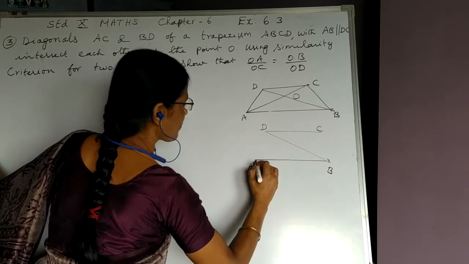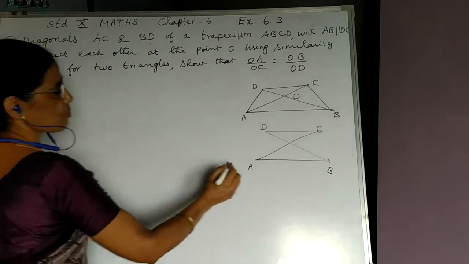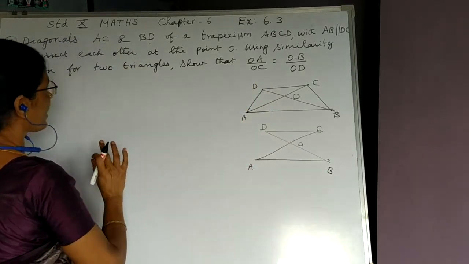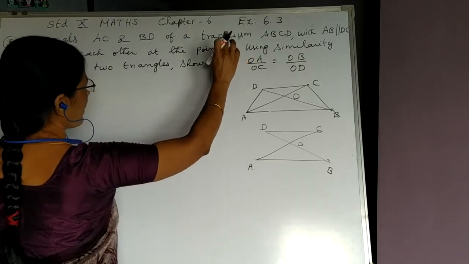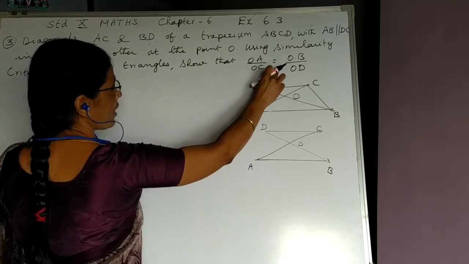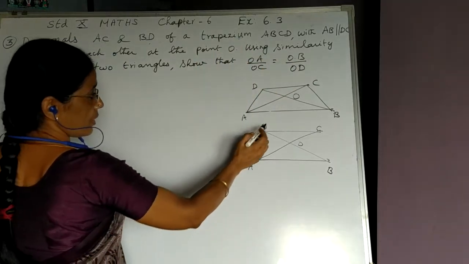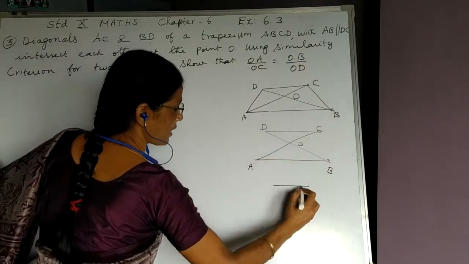If I join AC and BD, we get 2 triangles. So by taking these 2 triangles, we are going to bring this result. Given is here, easily you can identify. To prove is OA upon OC equals OB upon OD. AB and CD are given parallel. So these 2 are parallel lines.